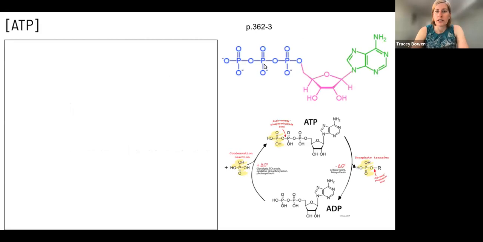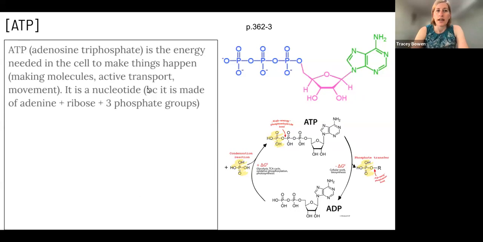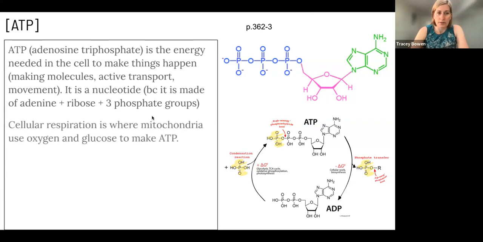So firstly, thinking about ATP, we need to recognize that this is the energy needed in the cell to make things happen. And if you didn't have this energy in your cells, even just for a few minutes, then you would die. So this is for making molecules, it's for active transport, it's for movement. So it's critical to life. It is a nucleotide because it's made up of adenine, ribose, and 3 phosphate groups. And cellular respiration is where mitochondria use oxygen and glucose to make ATP. And these phosphate groups here, they have a negative charge on them.